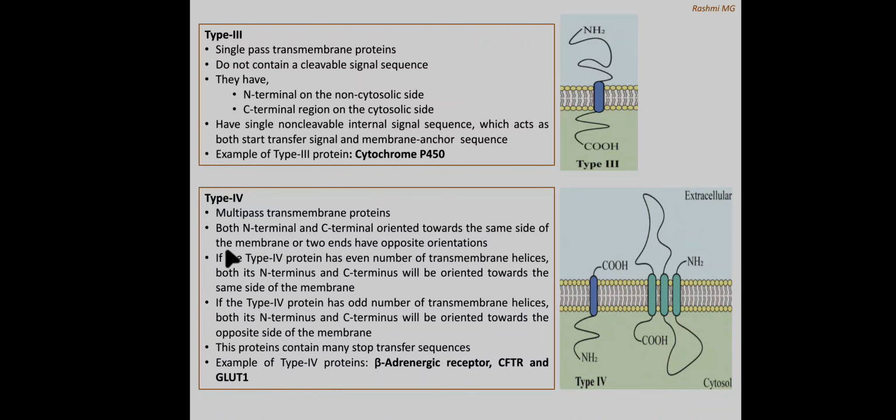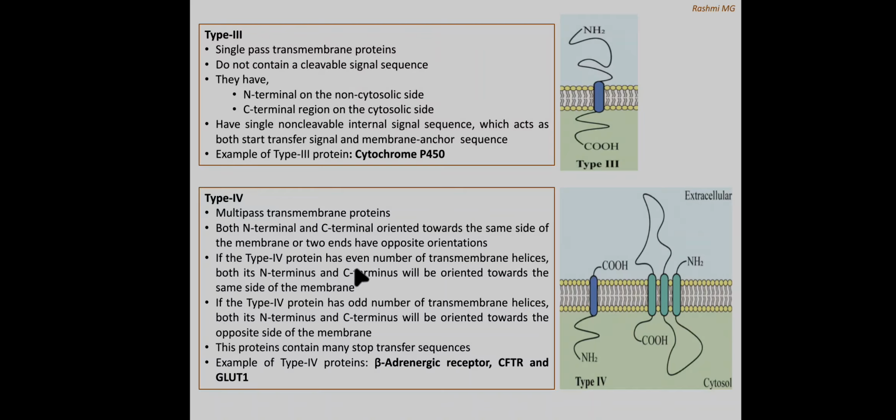Then is type 4. It is a multi-pass transmembrane protein. You can see over here the multi-pass type of transmembrane protein. They have both the N-terminal and C-terminal oriented towards the same side, or the two ends may have opposite orientation. Here you can see the opposite orientation. In some cases both NH2 and COOH can be found on the extracellular side, or both COOH and NH2 can be found on the cytosolic side.